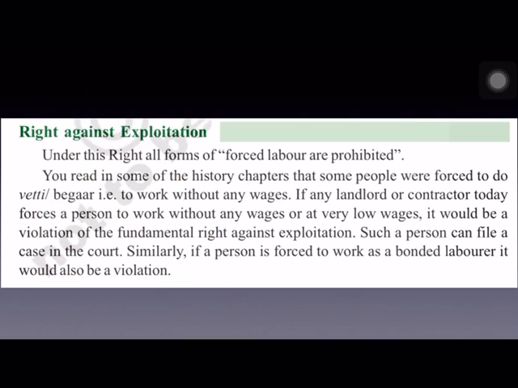And if any landlord or contractor forces a person to work without any wages or at very low wages, it is a violation of the fundamental right against exploitation. Such a person can file a case in the court, because all these fundamental rights can be challenged in the courts. Similarly, if a person is forced to work as a bonded labor, it is also a violation of the right against exploitation, and it can be challenged in the courts.